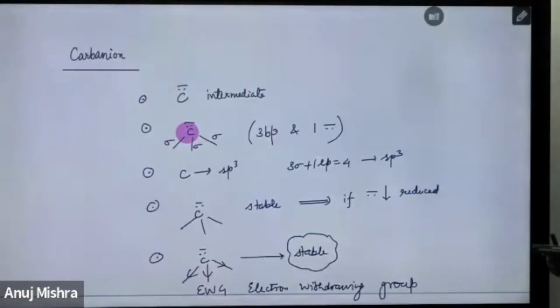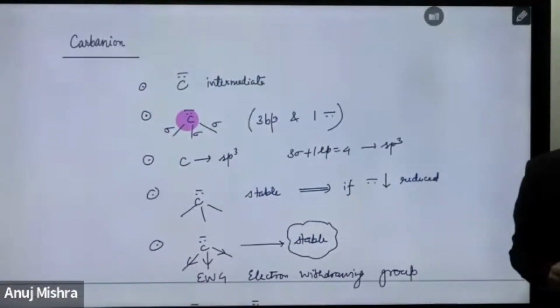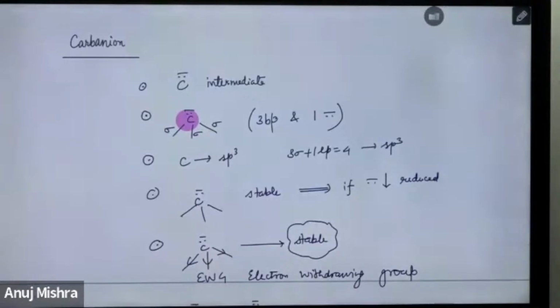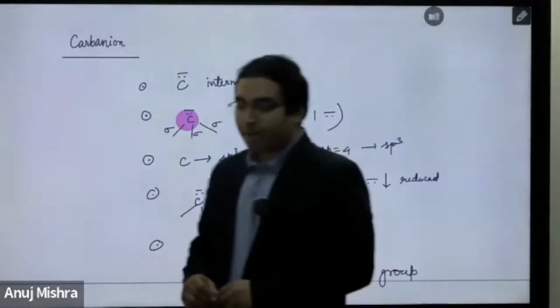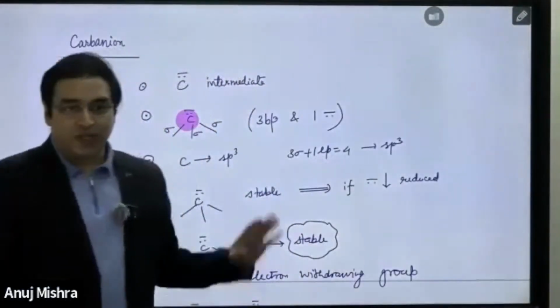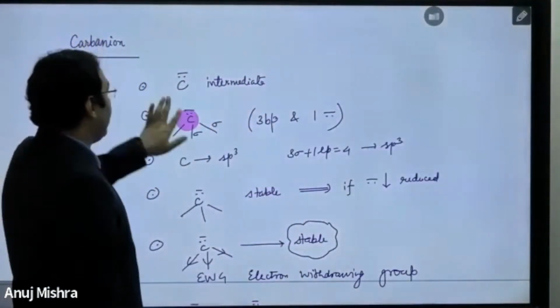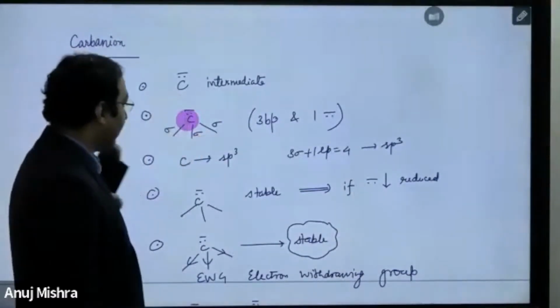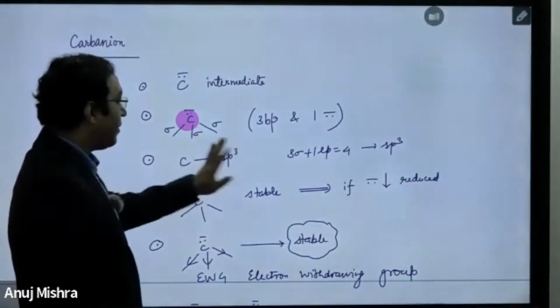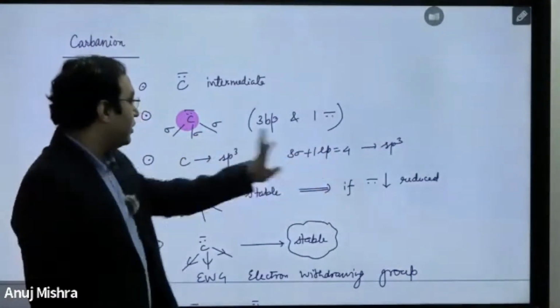Carbanion. Write down the heading carbanion. Carbanion मतलब C negative. फटाफट नोट करना, इसमें कुछ ज्यादा समझाने का नहीं, मोस्टली आपको चीजें पता है. C negative intermediate is called carbanion. We have 3 sigma bonds with 1 negative charge. Carbon is sp3 hybridized. There will be 3 sigma and 1 lone pair, so sp3.